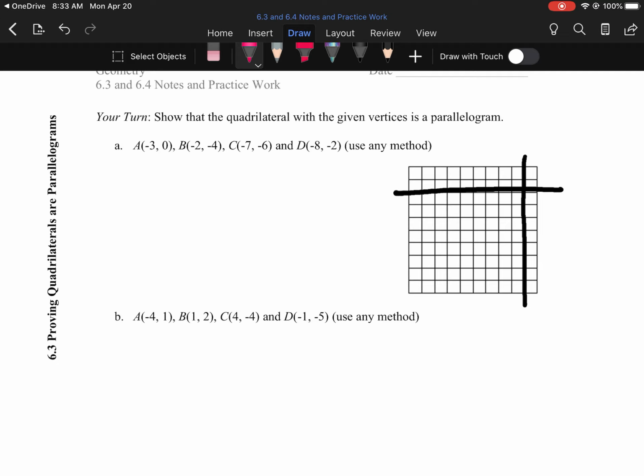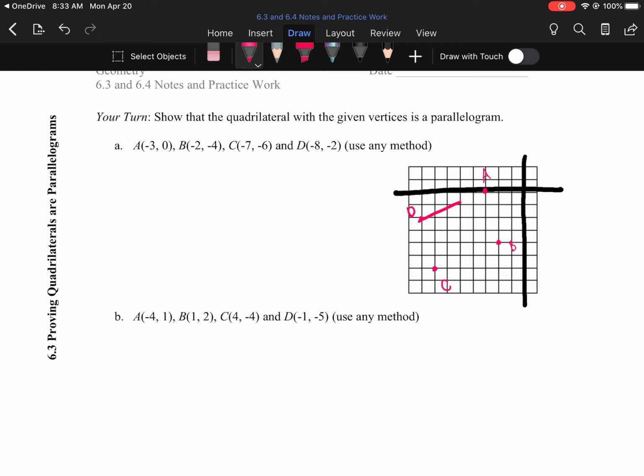All right, so A is -3, 0. B is -2, -4. C is -7, -6. And D is -8, -2.